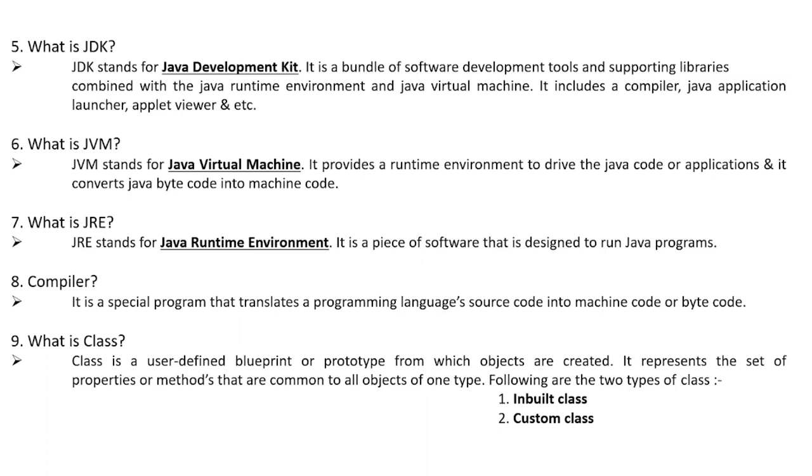9. What is a class? A class is a user-defined blueprint or prototype from which objects are created. It represents the set of properties or methods that are common to all objects of one type. Following are the two types of class. 1. Inbuilt class. 2. Custom class.